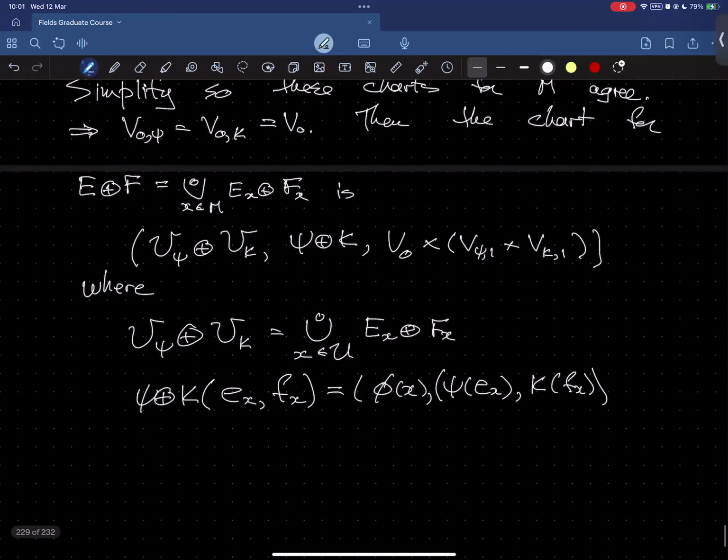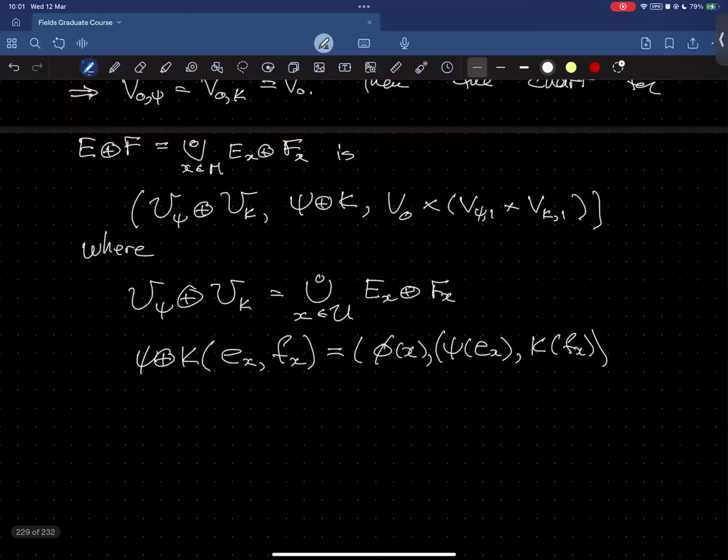Then you have to go through the tedium of verifying the overlap conditions. You have to choose another chart for E and another chart for F, and then build the direct sum chart for the different charts, and then write down the overlap condition, and that's a big mess. But you have to do it.